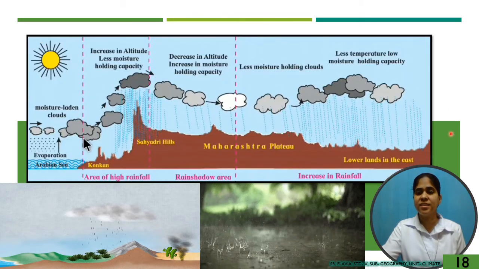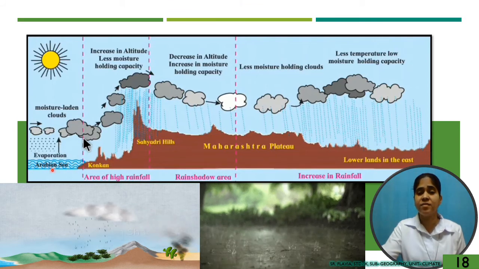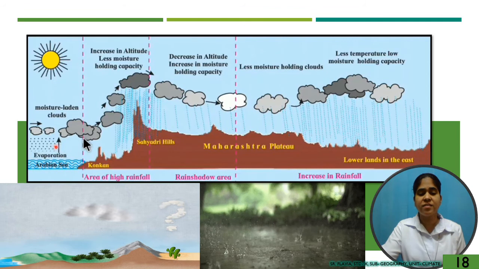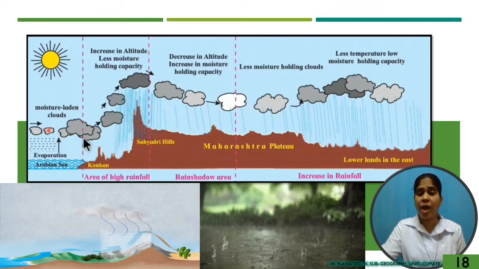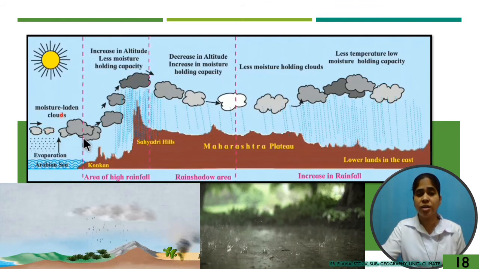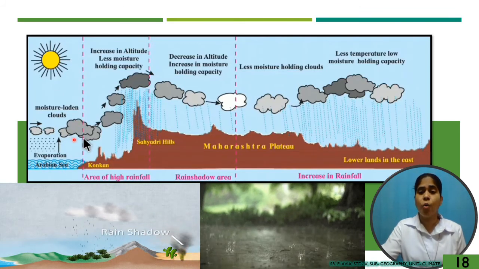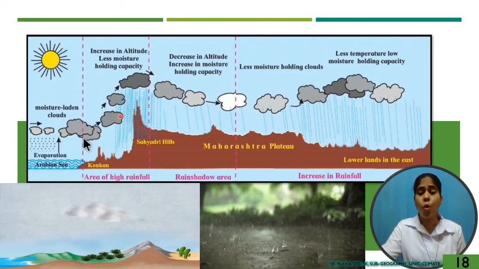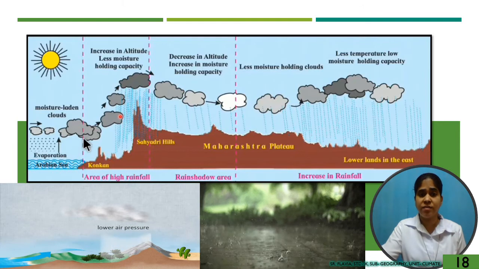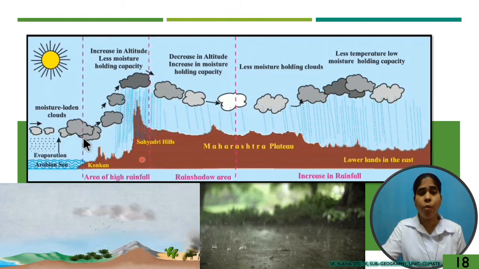Now look at this model of Maharashtra. This is the Arabian Sea. These are the southwest monsoon winds which are coming into India. These winds carry along with them moisture-laden clouds. And as these clouds go up at a high altitude, their capacity to hold moisture decreases. As a result, this region receives more rainfall.